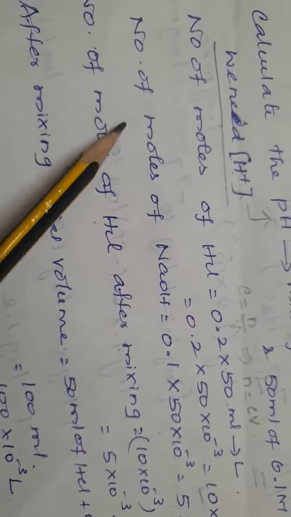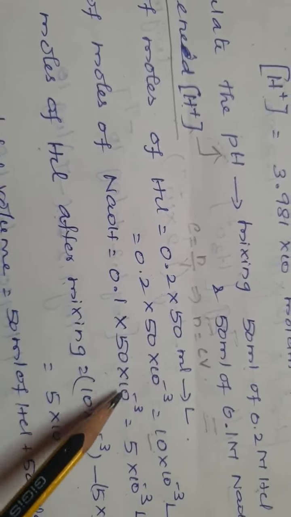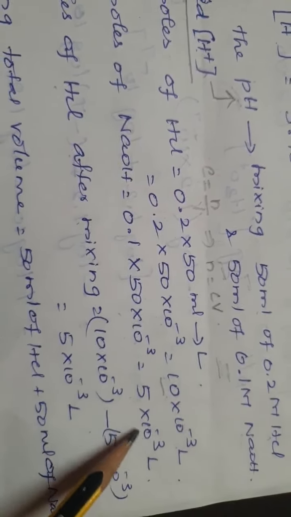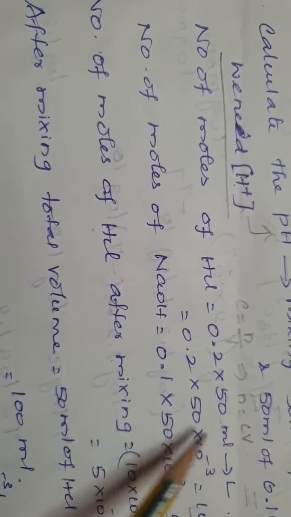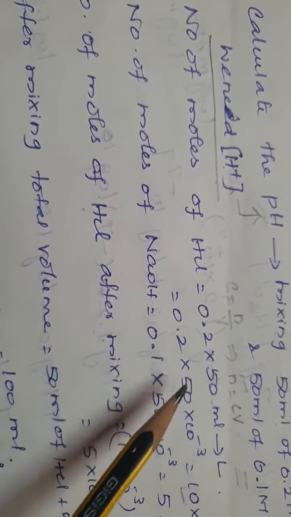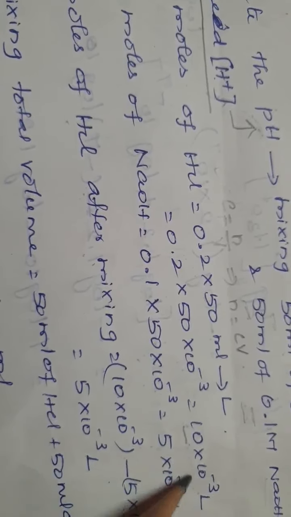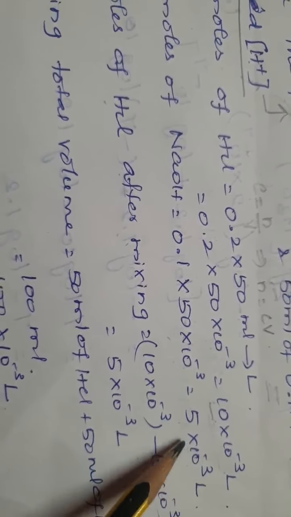We have to calculate the same for sodium hydroxide. Number of moles of sodium hydroxide: it is given as 0.1 in 50 ml. So 0.1 into 50, and milliliter to liter means 10 power -3. So 5 into 10 power -3 mole. Now, when we are mixing these two, how many moles are there? Note that the number of moles of HCl is 10 into 10 power -3, and NaOH is 5 into 10 power -3, which is smaller.